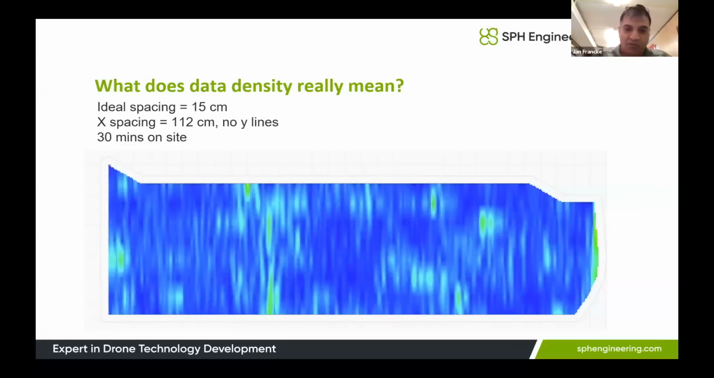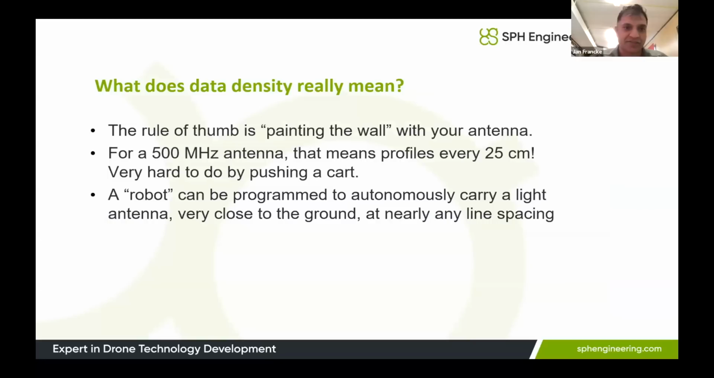And this is the problem with GPR, right? It works really well, but I rarely see people collecting data with a single channel system at the ideal line spacing. Wow. Well, if we could put this thing on a drone and have the drone do all the legwork, we can go back to that really clear slice information and get very, very clear results. That's what we're trying to get to with our surveys.